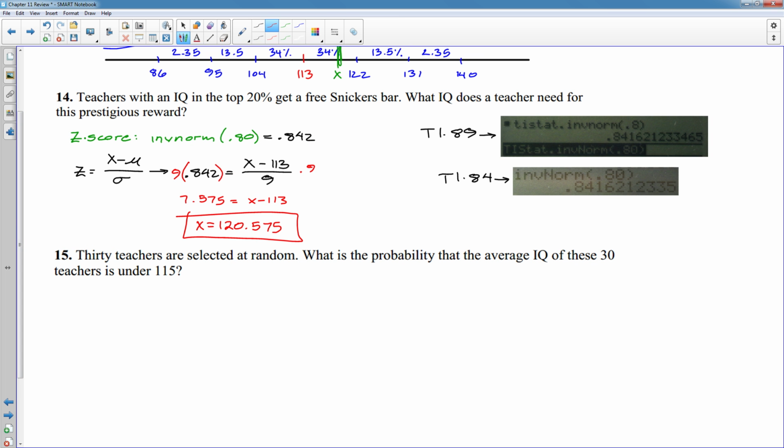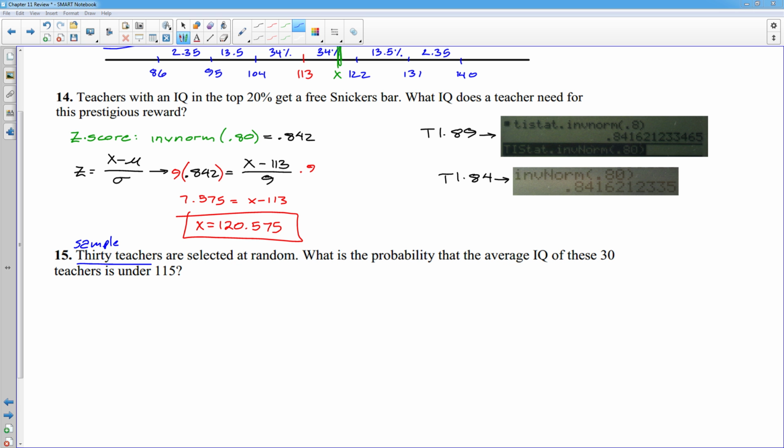Okay, then finally, last question. 30 teachers are selected at random, and what is the probability that the average IQ of these 30 teachers is under 115? All right, this is the one where we are now looking at a sample. We're not looking at the whole thing. This is a sample group of the whole group of teachers. And when you do that, your z-score is changed ever so slightly with something called the standard error.